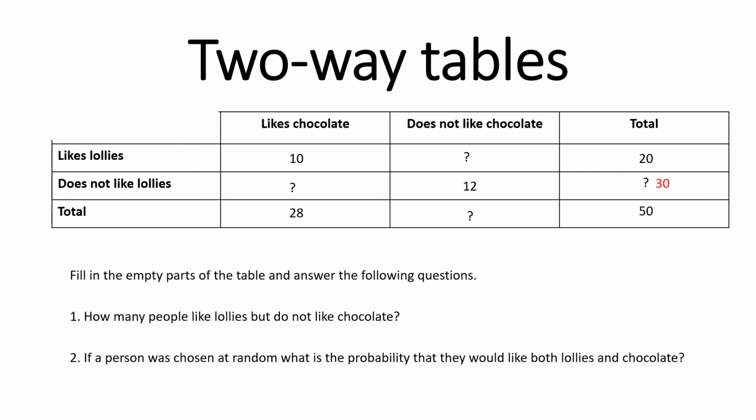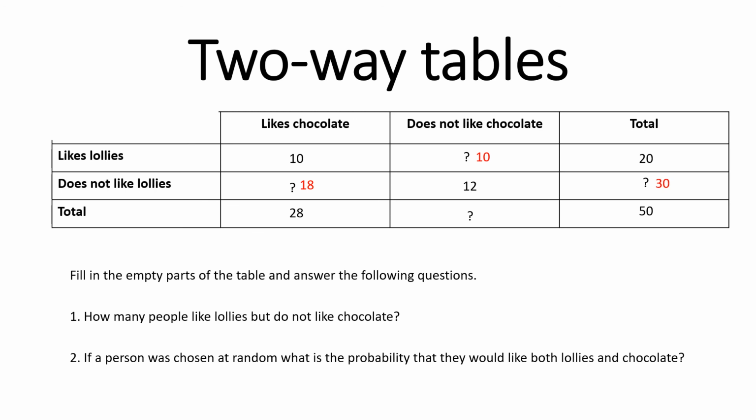Now let's look for another blank. If we look at the row that says like lollies, we can see we have 10 plus something equals 20. And that something will be 10, because 10 plus 10 equals 20. Now if we go to the next row, we can see that we have something plus 12 equals 30. And that's going to be 18.